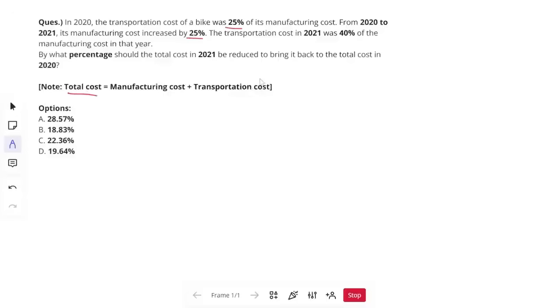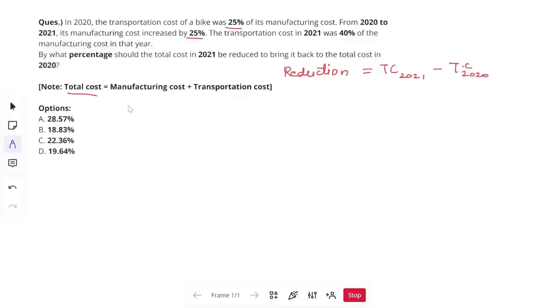So see, first thing is we need to find a few things. See what it is asking: by what percentage should the total cost in 2021 be reduced to bring back the total cost in 2020. So what we can say is reduction. This can be called reduction, right? Because we are reducing things. So how can we do the reduction? Reduction can be done by taking the total cost in 2021 minus the total cost in 2020. If we do that, we get the reduction. Now in order to get the total cost in 2021 and the total cost in 2020, we need to find some things.